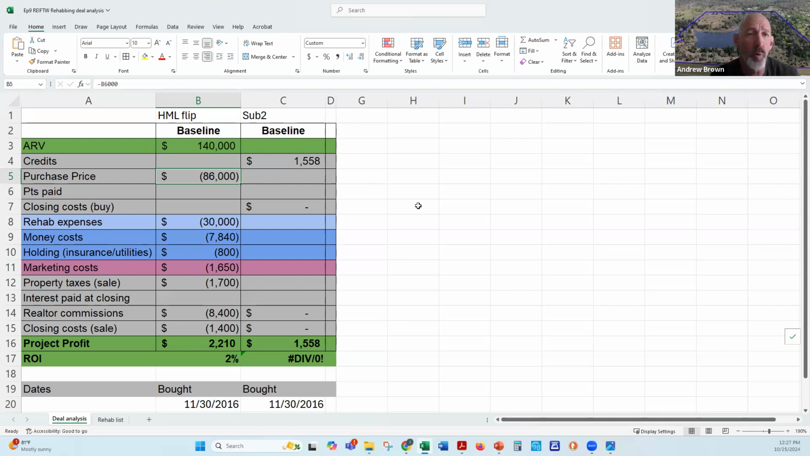Okay. So the second one, we can go through the numbers real quickly. Purchase price stays the same. Rehab costs actually came down to 26,000. And I'll tell you one of the ways. I don't know if you want to show a picture of the house again, sweetie.